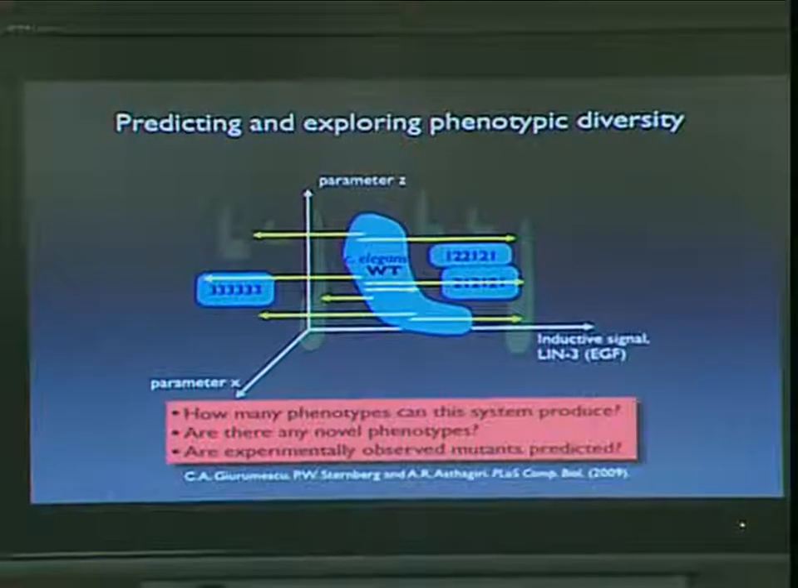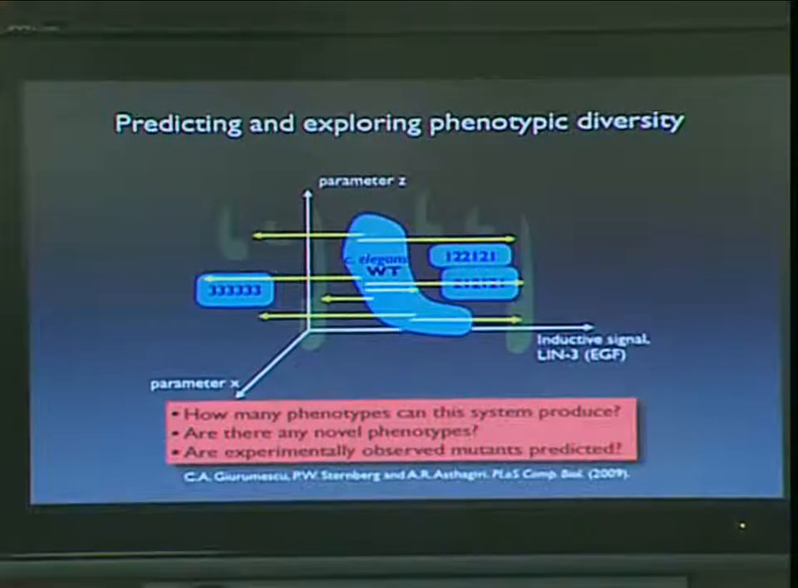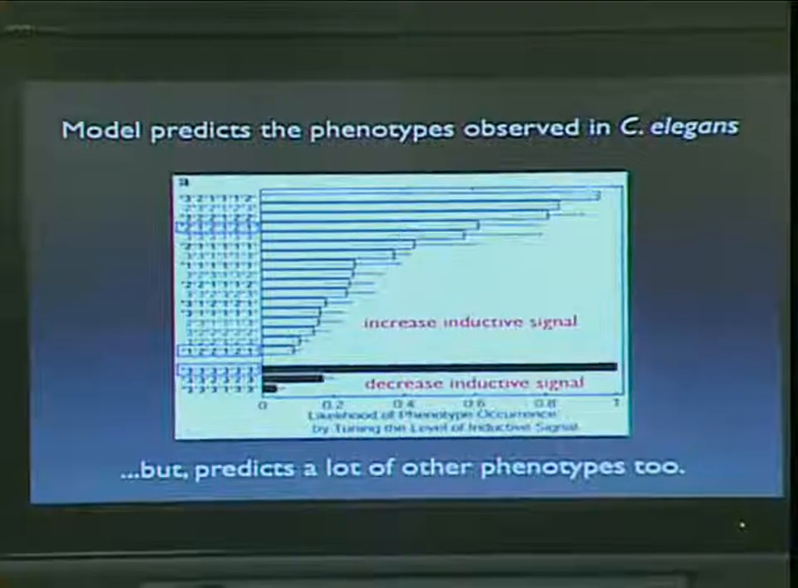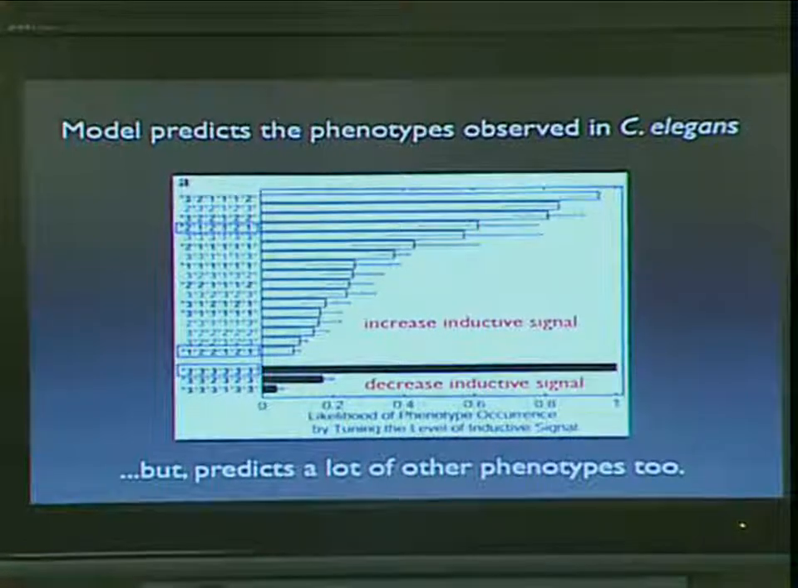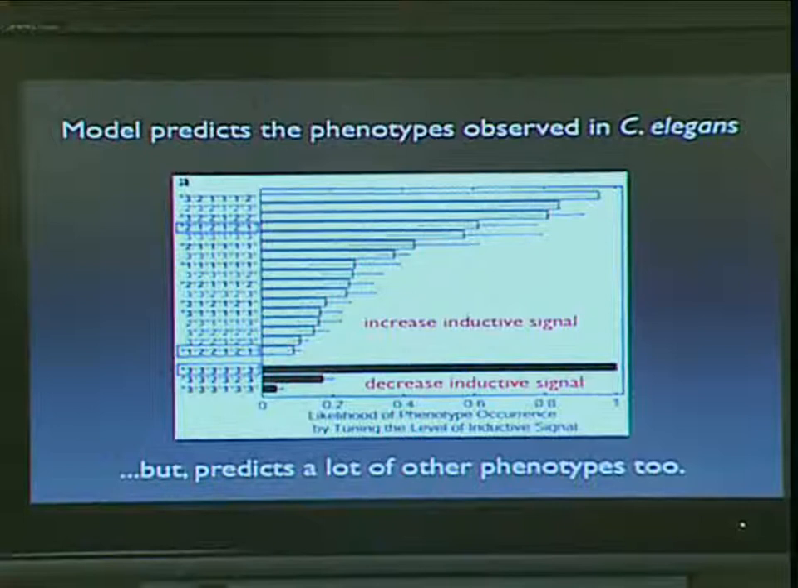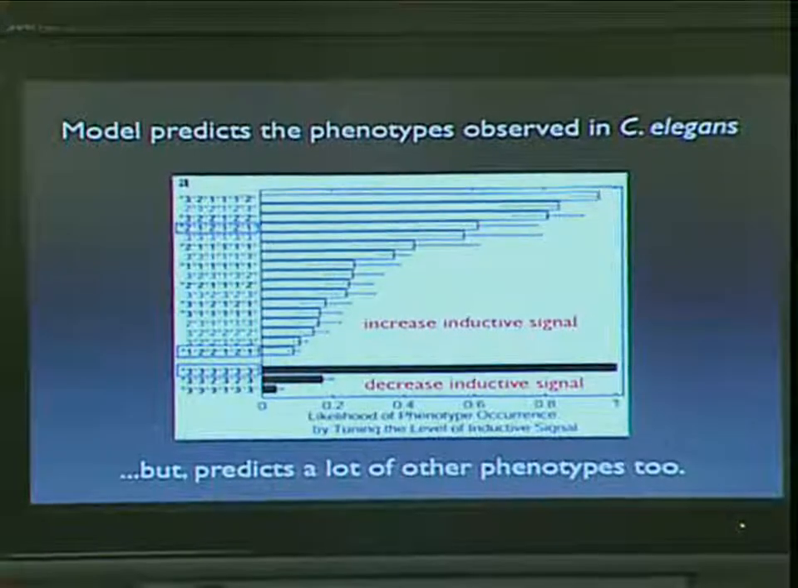So are experimentally observed mutants predicted? And importantly, are they predicted when you dial the EGF axis up or down? So we looked at that, and we said, EGF level can be increased or decreased, and these are all the phenotypes that are predicted by the model. In blue boxes are the ones that are observed in C. elegans.